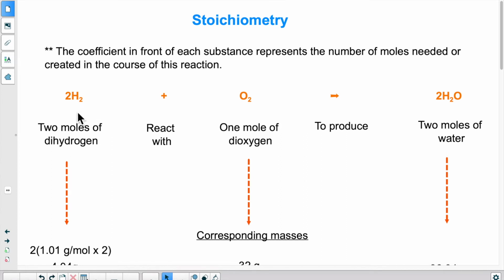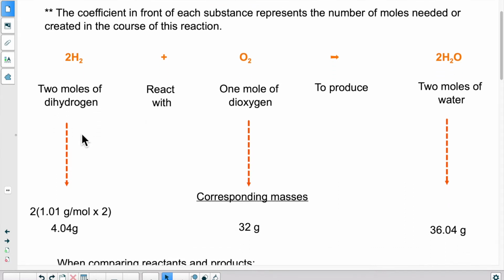Now, I could translate this into a mass because we know that our scales don't measure moles, but they measure masses. But we know that there is a link to be made between moles and mass, right? Because we know that in 1 mole there is 6.023 times 10 to the 23 particles, could be atoms or molecules depending on what we're looking at, and those particles have a specific mass. So I could convert these 2 moles of dihydrogen into their corresponding mass.